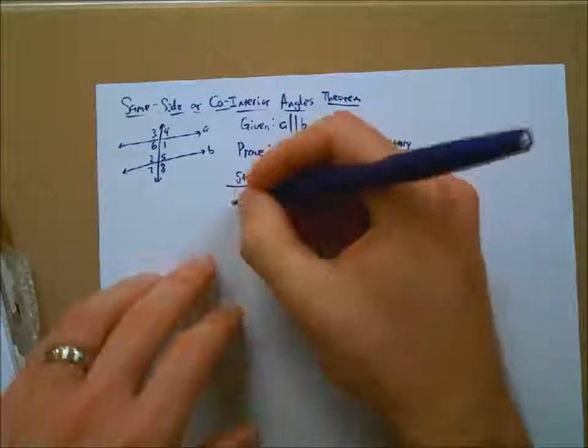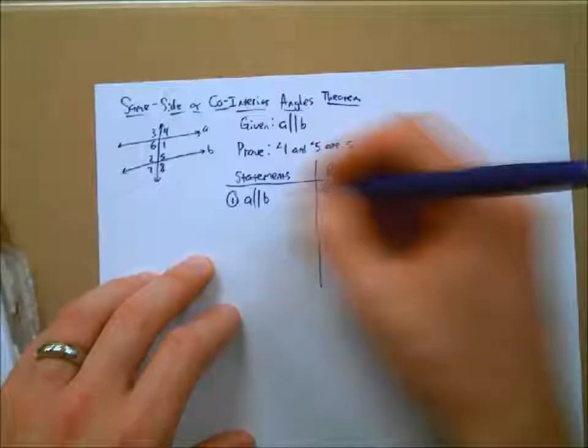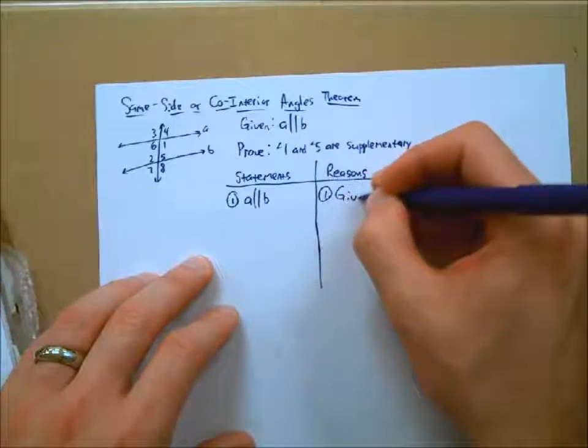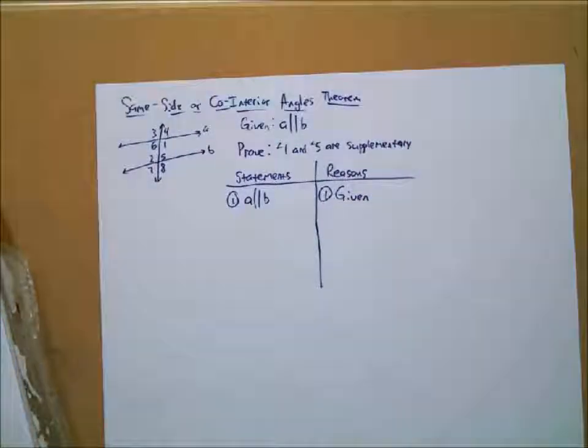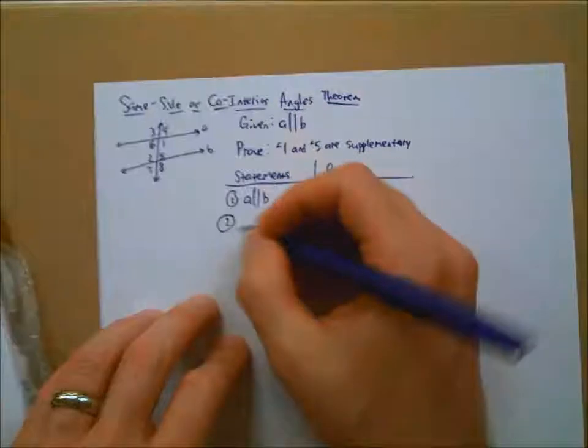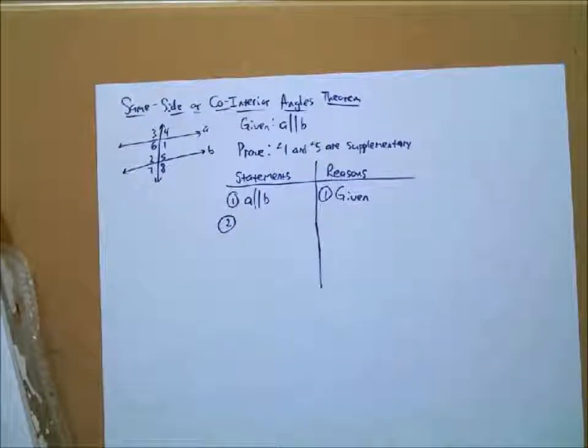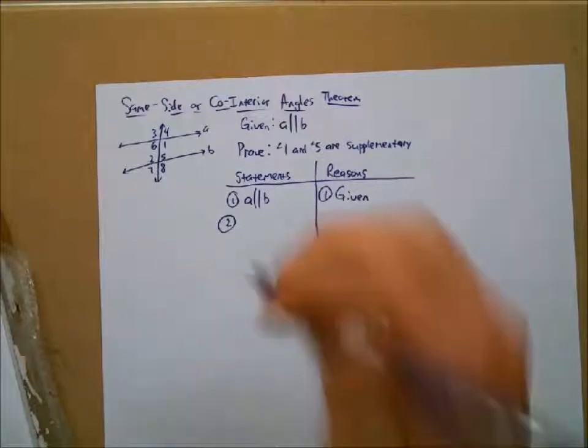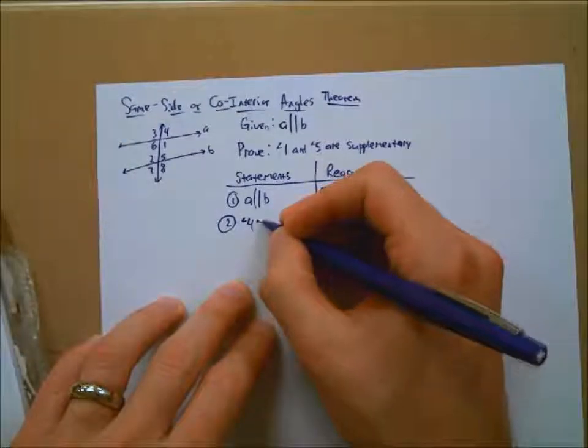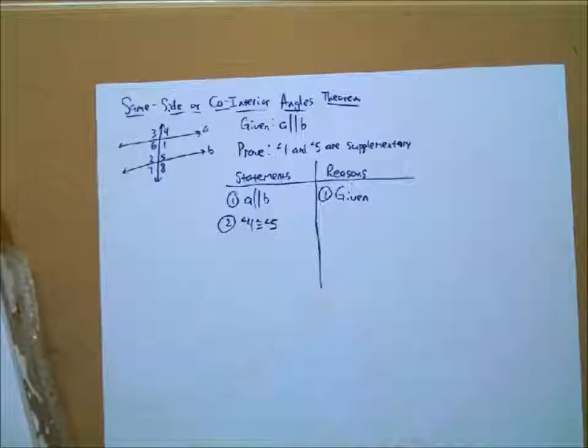And so for the first statement, we'll say that A is parallel to B. And the reason is it's given. That's obvious enough. Again, I'm going to give you the statements here, but then I'm going to ask you to help me out with the reasons. Okay, so next statement. There's our first statement after the given. We're saying that angle 4 is congruent to angle 5.